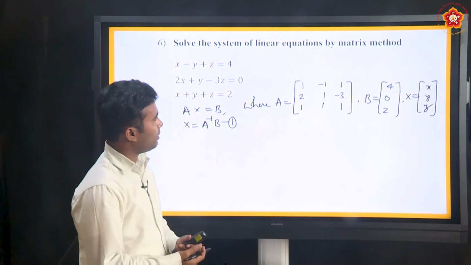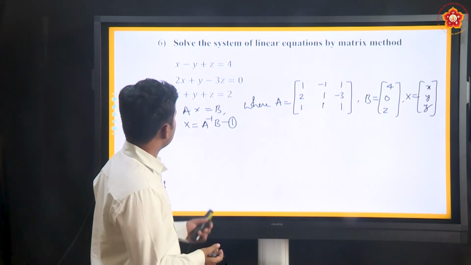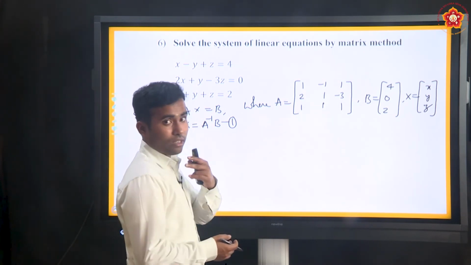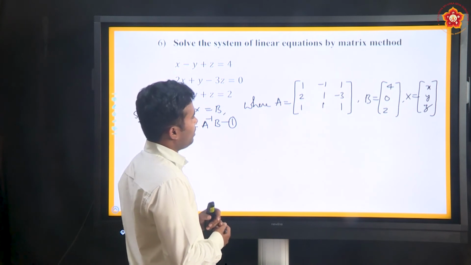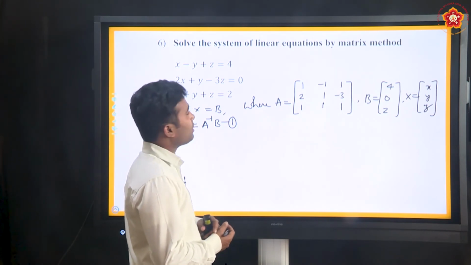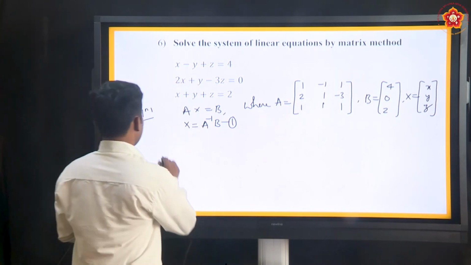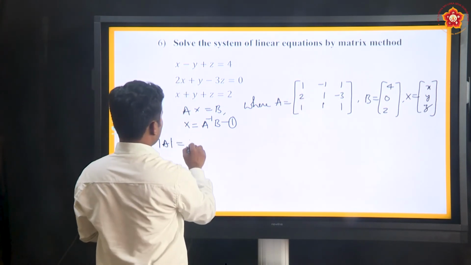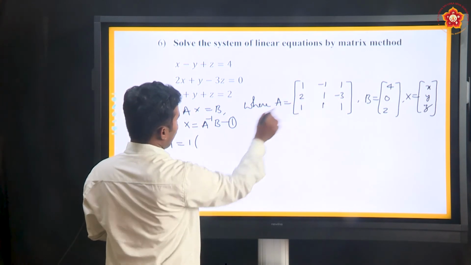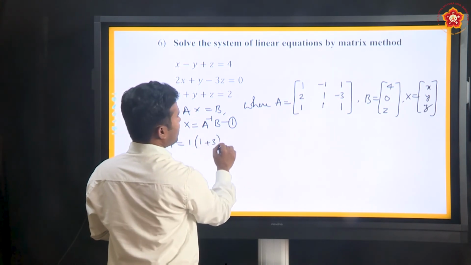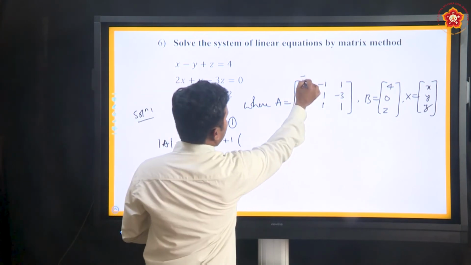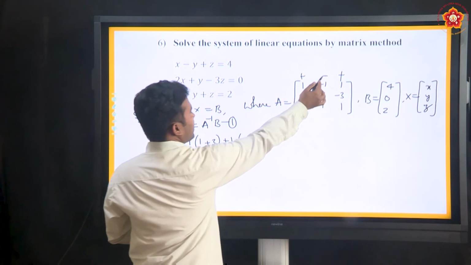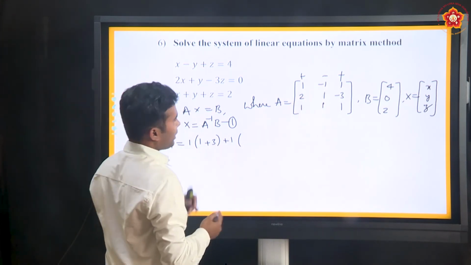Now, what we have to do is find A inverse, right? To find A inverse, the matrix should be non-singular. If the matrix is non-singular, the determinant of A should not be equal to 0, right? So, we have to find the determinant of A first. What is the determinant of A? I will expand through the first row. We will see 1 plus 3 plus 1. You know the signs which are associated with these entries. Okay. So, minus of minus becomes plus. So, that is what we have written.